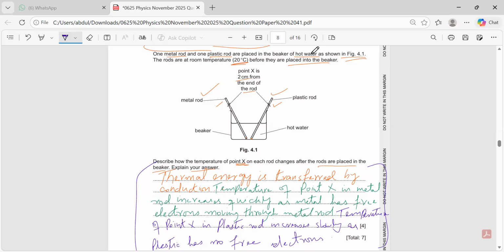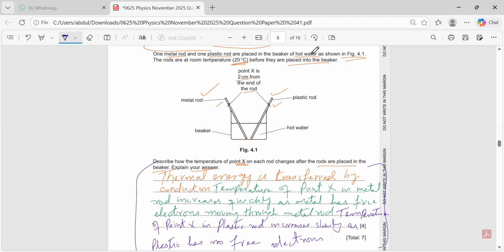Reason now, as metal has free electrons moving through the metal rod, or you can say it has free electrons carrying the energy from the hot end to the cold end, that will also work. On the other hand, the temperature of point X in the plastic rod increases but slowly, as plastic has no free electrons. So in this way, you have well explained it for 4 marks.